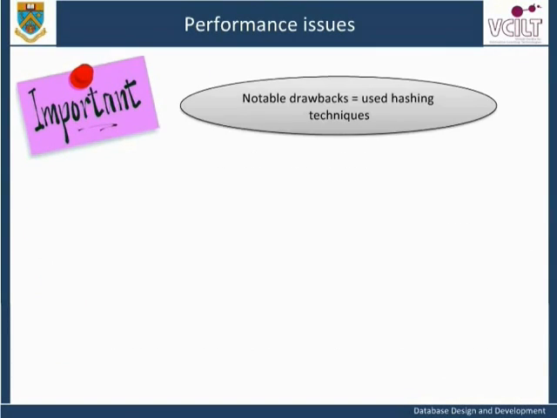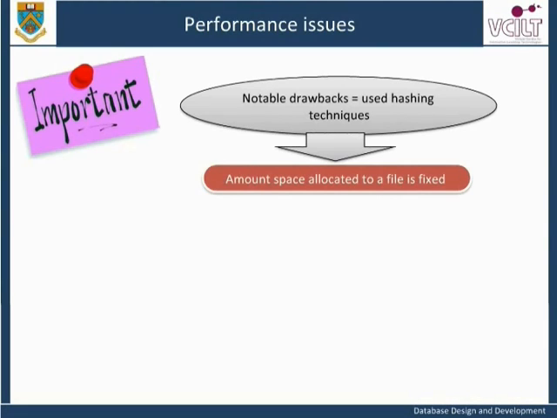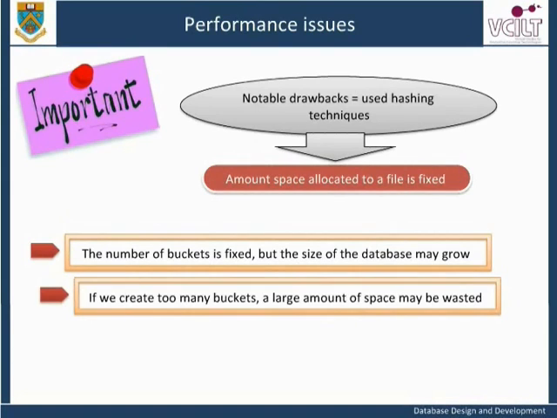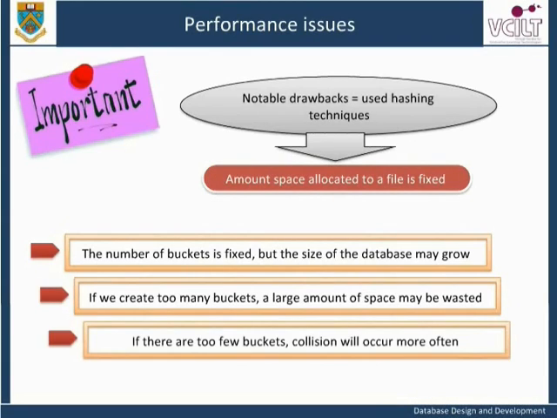One of the most notable drawbacks of commonly used hashing techniques, as presented above, is that the amount of space allocated to a file is fixed. In other words, the number of buckets is fixed, and the hashing methods are referred to as static hashing. The following problems may occur. The number of buckets is fixed, but the size of the database may grow. If we create too many buckets, a large amount of space may be wasted. If there are too few buckets, collisions will occur more often.